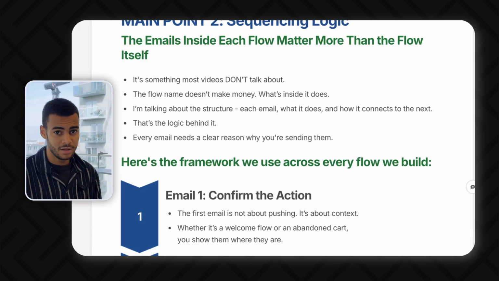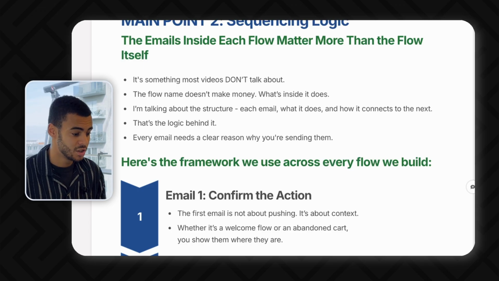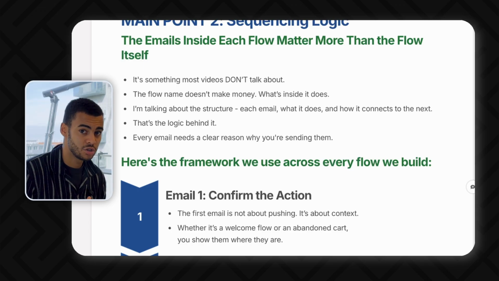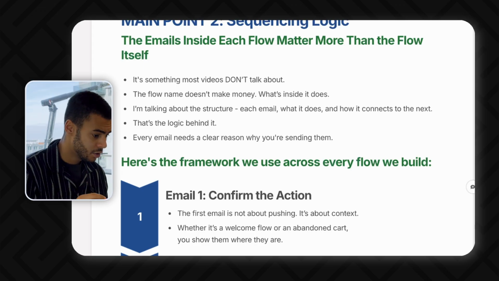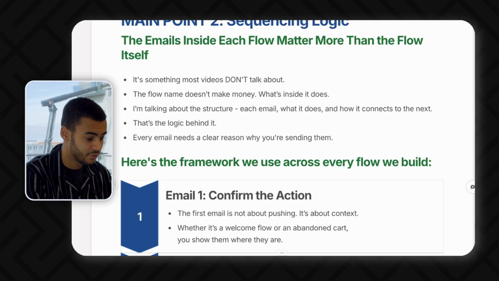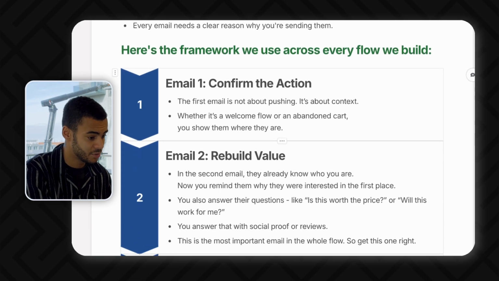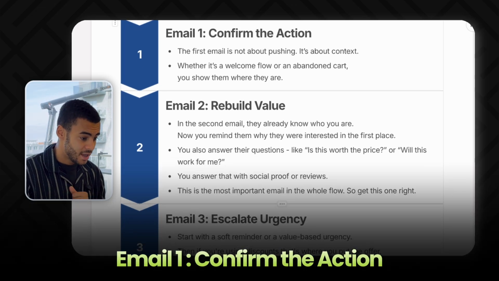Every single email you're sending out needs a clear reason why you're sending it in the first place, so it doesn't feel like random emails. So the framework we are using across every single flow that we are building has 4 steps. The first email should confirm the action.